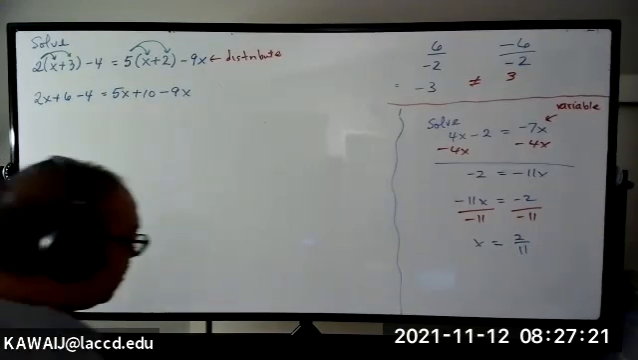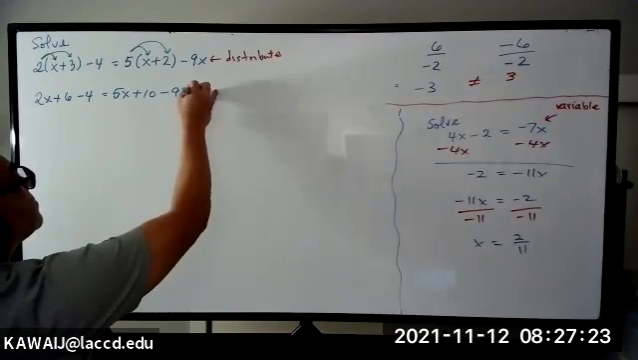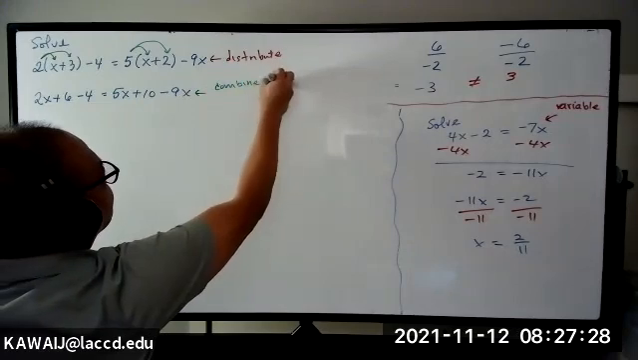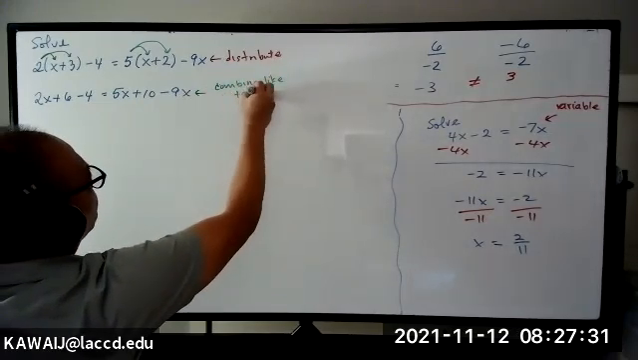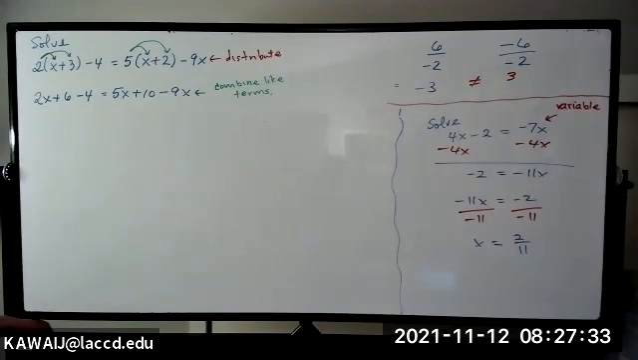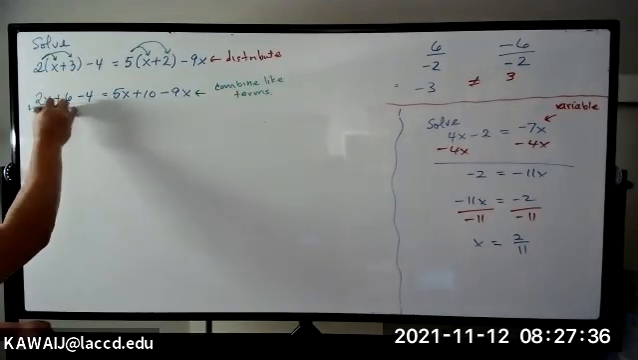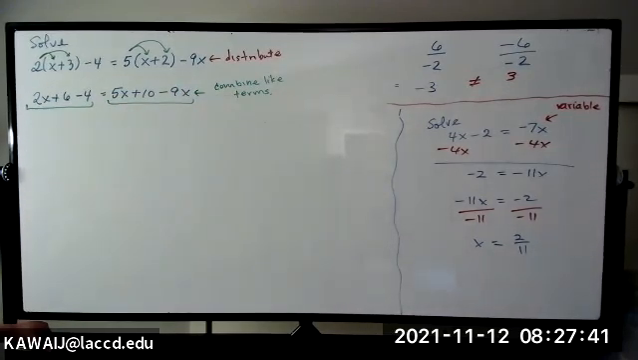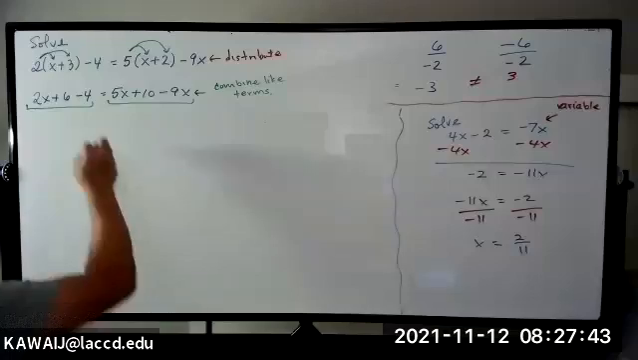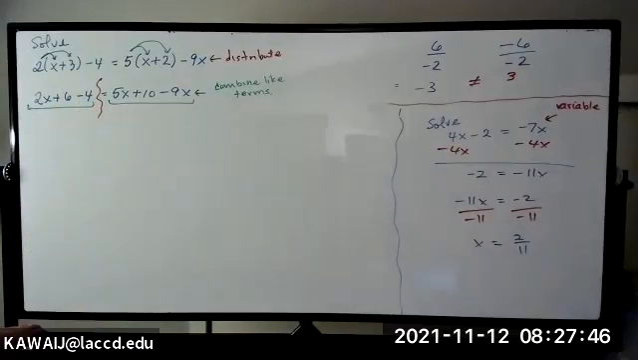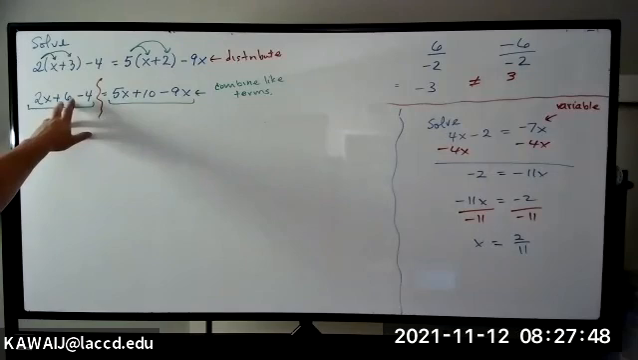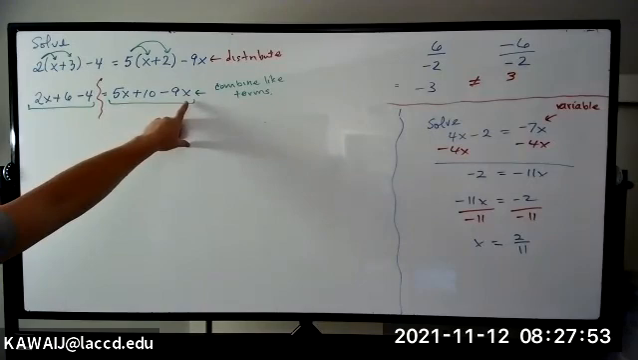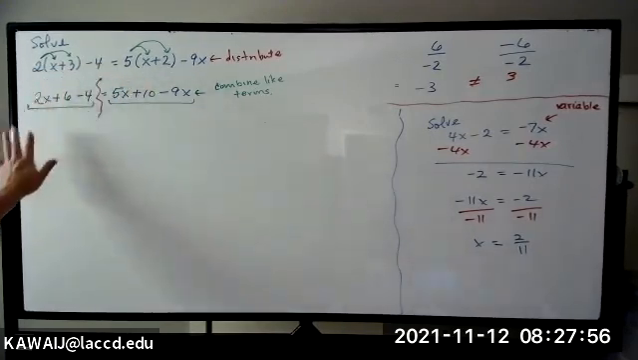Now, the next thing we do is we want to combine like terms. So what we want to do is combine the x's with the x's and the numbers with the numbers. But remember, when you combine like terms, you do not combine across an equal sign. So over here, you're just going to combine the 6 and the -4. And over here, you're just going to combine the 5x and the -9x. You don't cross the equal sign. Okay.